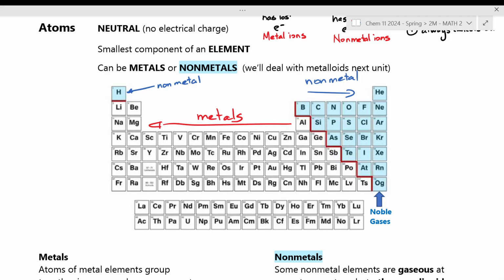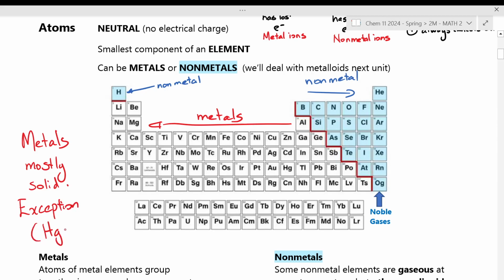What state are most metals? Solid. Metals are mostly solid. Who is the exception? Exception, mercury. Yes, mercury is a liquid. Why did I put brackets there? There's no brackets. There doesn't need to be a bracket.